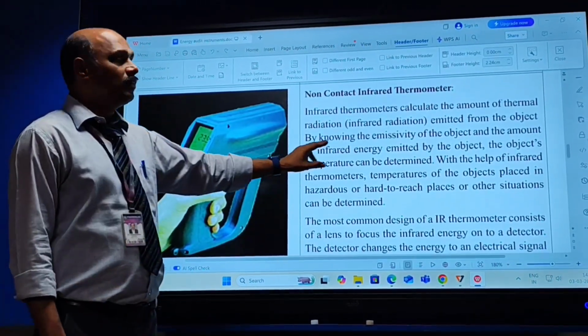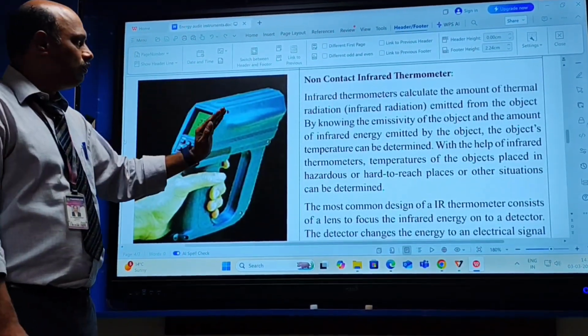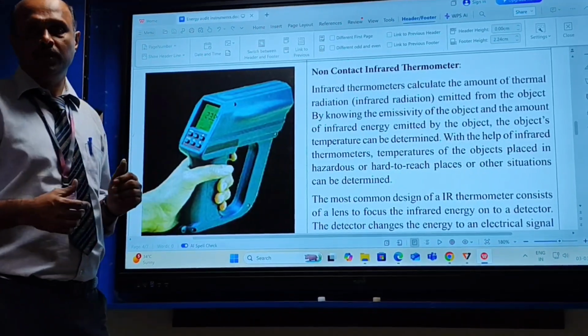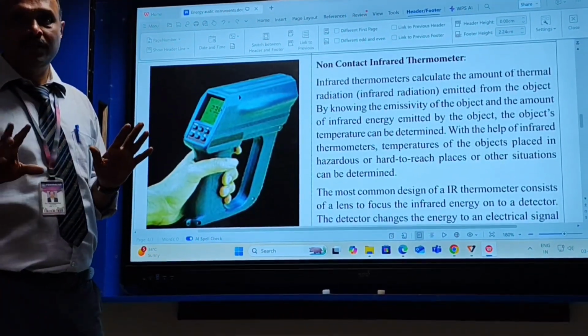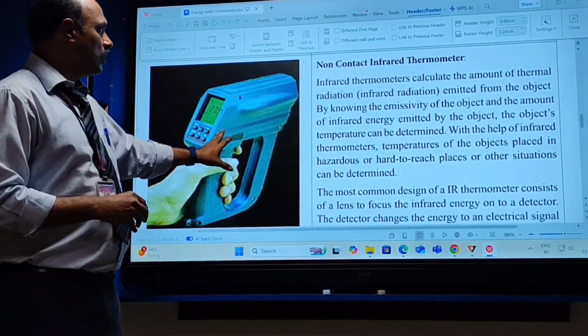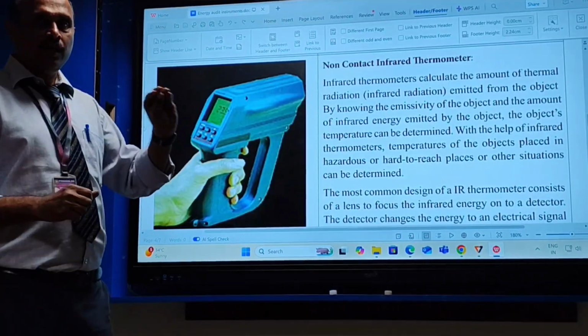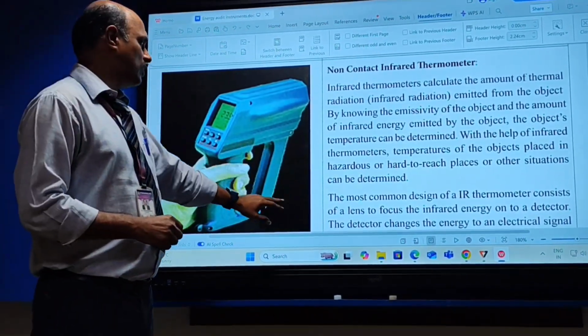Okay, it is based on how we are calculating this by knowing the emissivity of the object. Every body has a different emissivity. That calculation has to be fed in. Based on that, we will measure the temperature of the object. Right.